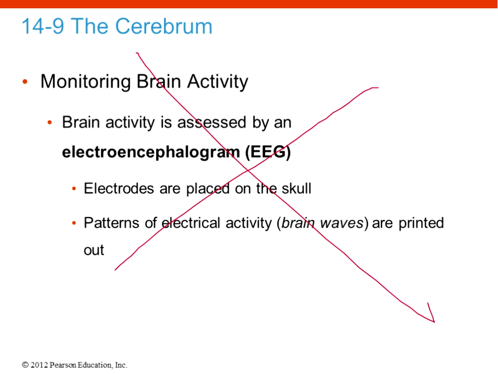And then in the last unit, we'll be focusing primarily on the autonomic nervous system, the senses of the eye and the ear, and then the endocrine system. All right? So that's it for now.